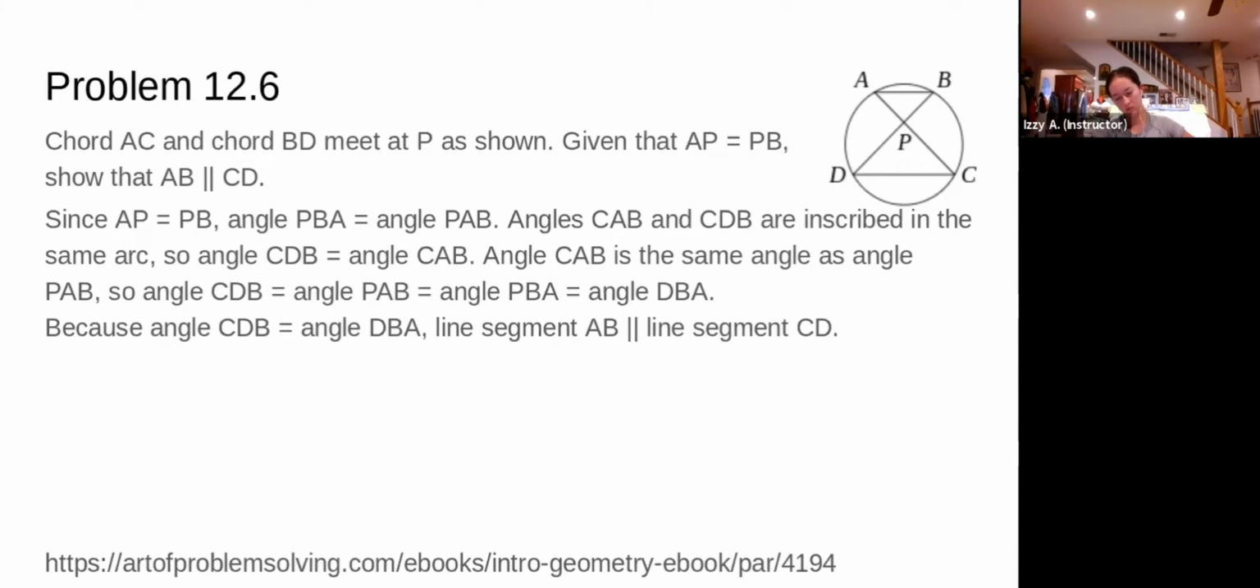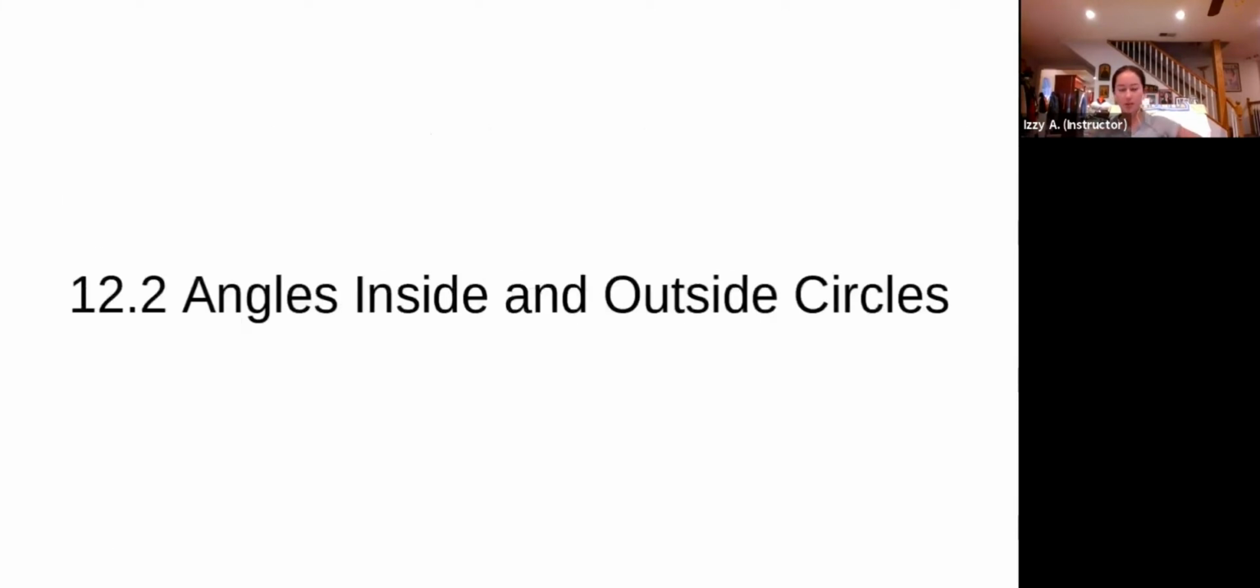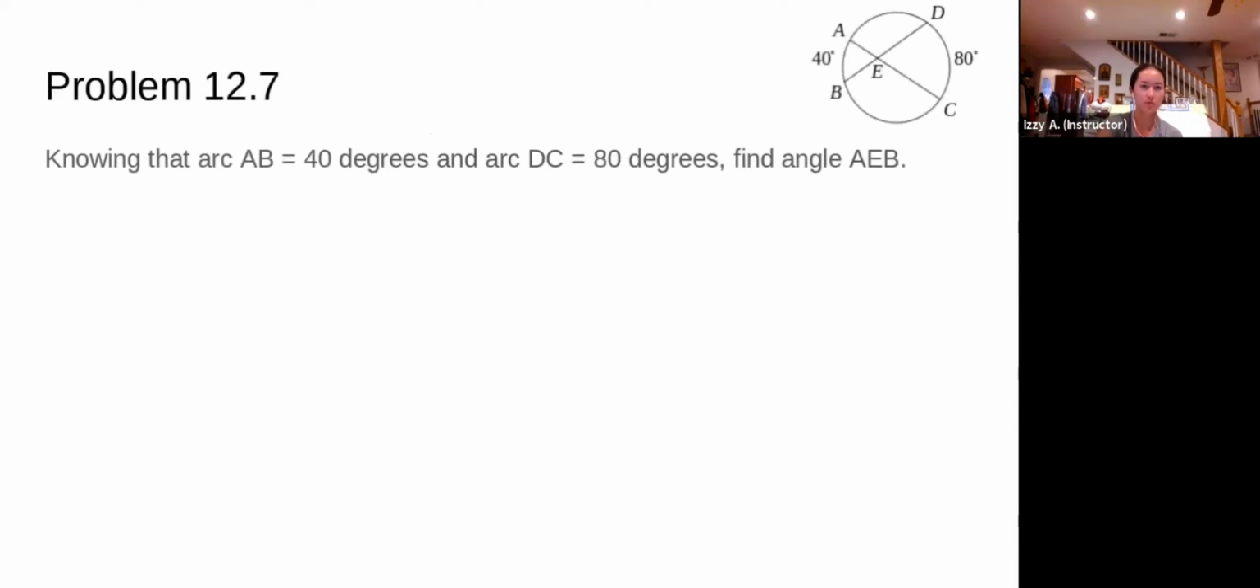Okay. So next we have section 12.2, angles inside and outside circles. Next we have problem 12.7. Knowing that arc AB is equal to 40 degrees and arc DC is equal to 80 degrees, find angle AEB.